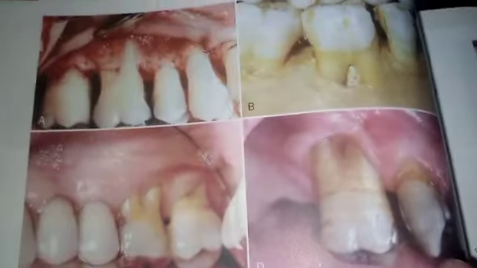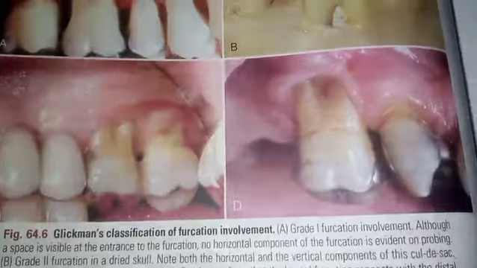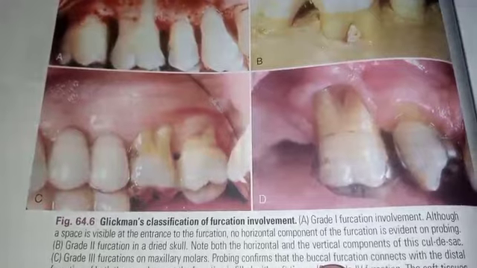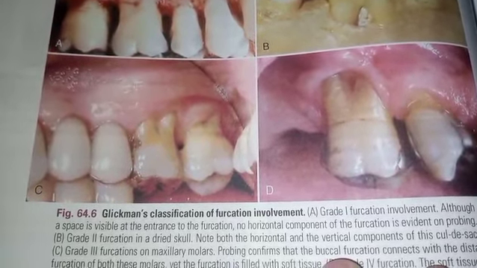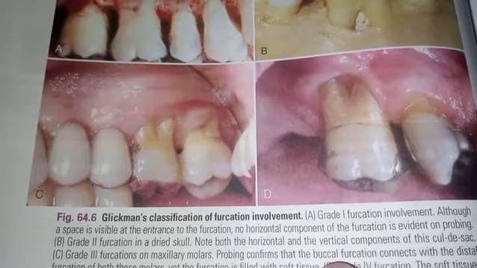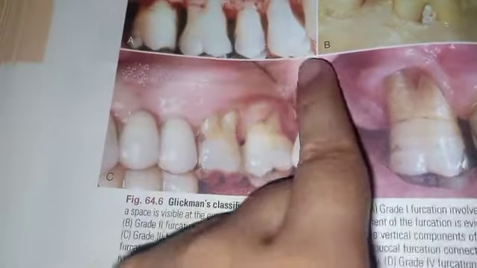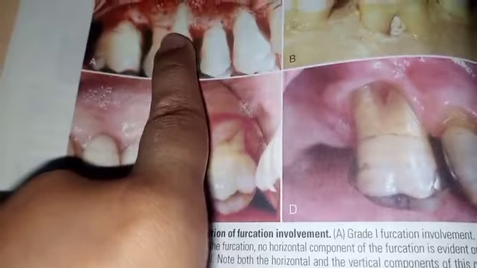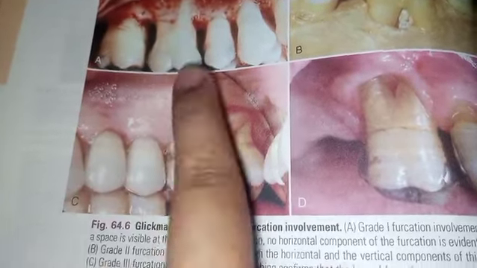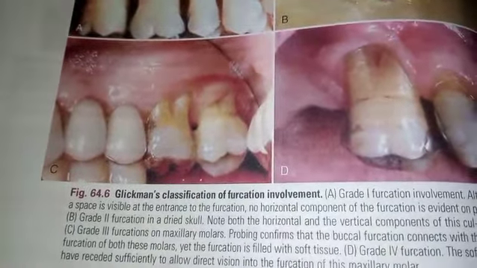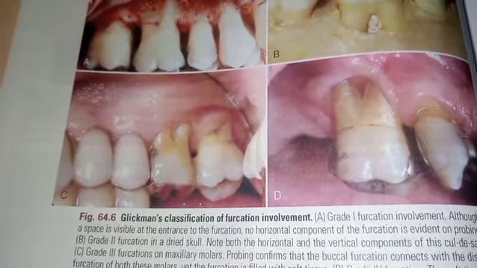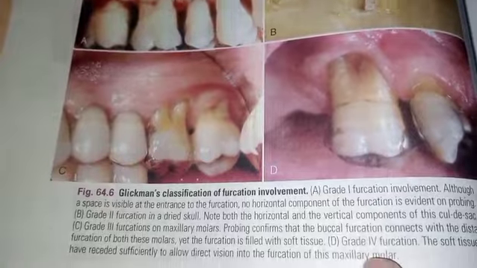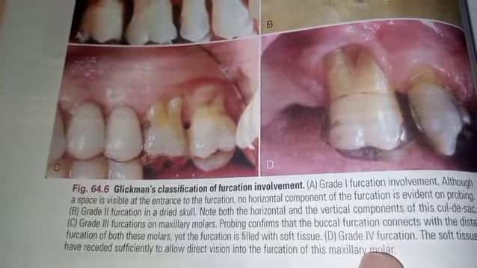Now, you will see A, which is actually grade 1. Although you cannot see it clearly, you can see a space that is visible at the entrance. You can see here, this is the entrance, a little space to the furcation. No horizontal bone component is evident on probing, which means no horizontal bone loss can be found on probing.